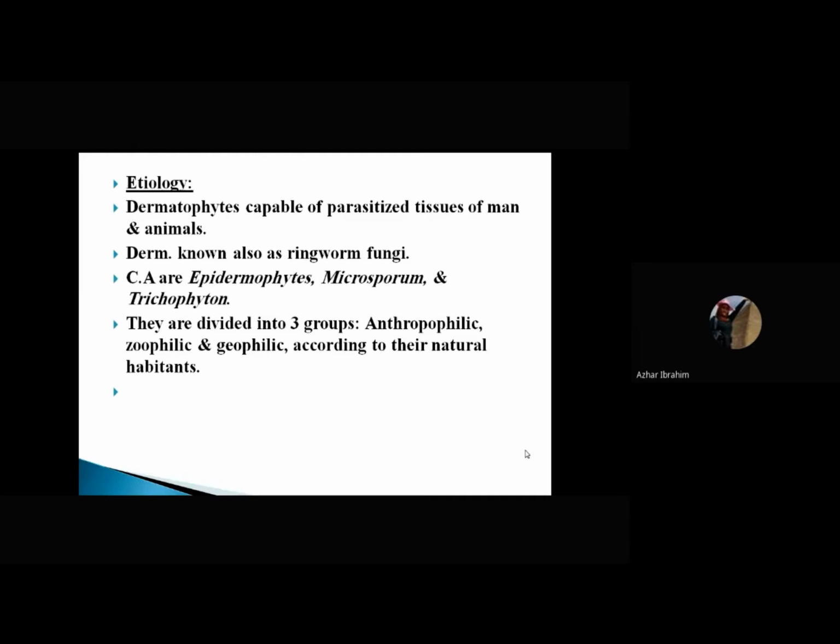While zoophilic, from the name, infects animals, zoophilic species have the ability to infect both humans and animals. Anthropophilic species have no ability to infect animals. Geophilic means from the soil. The source of anthropophilic and zoophilic species is the geophilic, which is present in the soil. These groups are divided according to their natural habitats.